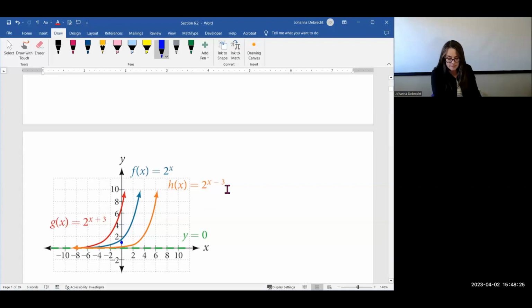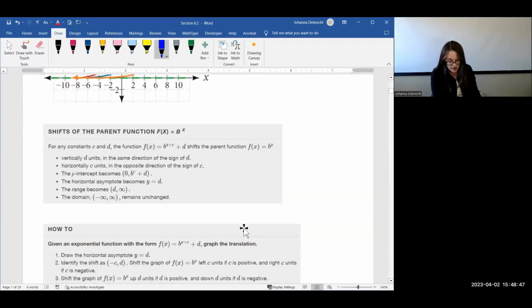And then 2 to the x minus 3 is actually shifted to the right. And to know what the y-intercept is going to be, I have to let x be 0. 2 to the negative 3 is the same as 1 over 2 to the third, which is 1/8. So this orange is crossing the y-axis at the value y equals 1/8.